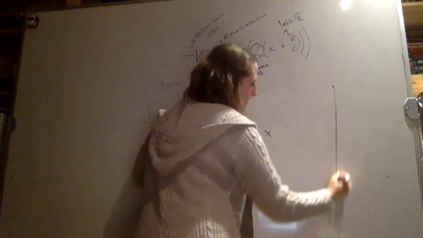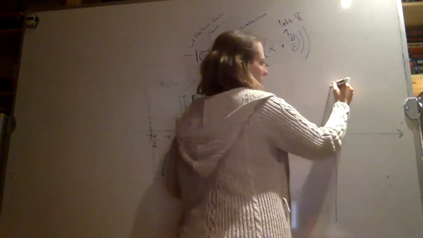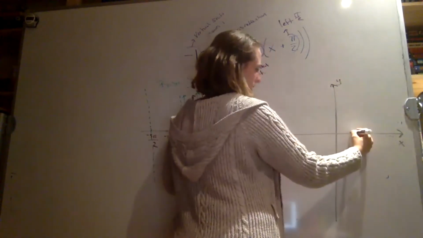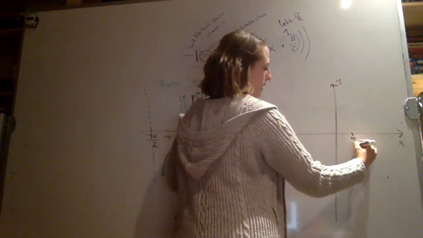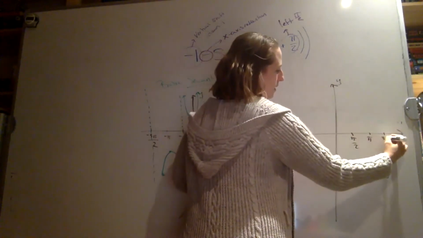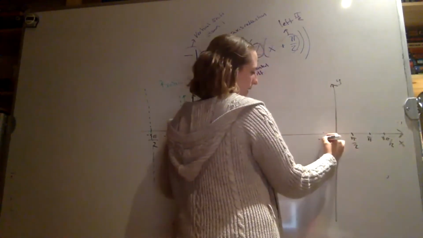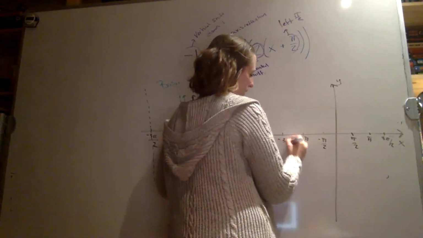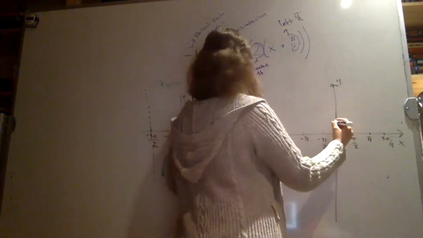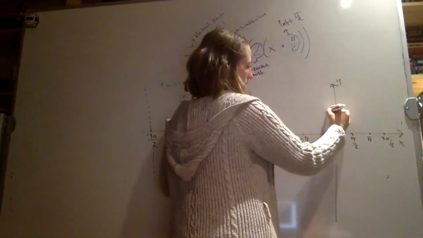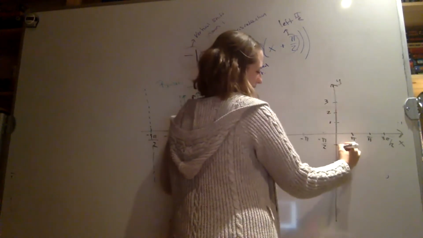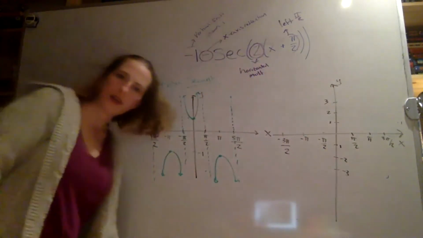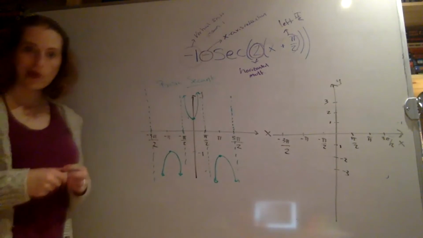Okay. I'm going to draw a new graph. I'm going to put in kind of the same points that we had before. Pi over 2, pi, 3 pi over 2, negative pi over 2, negative pi, and negative 3 pi over 2. And we'll put in 1, and 2, and 3, negative 1, negative 2. Okay, all right. Now let's see if we can figure out what's going to happen here.